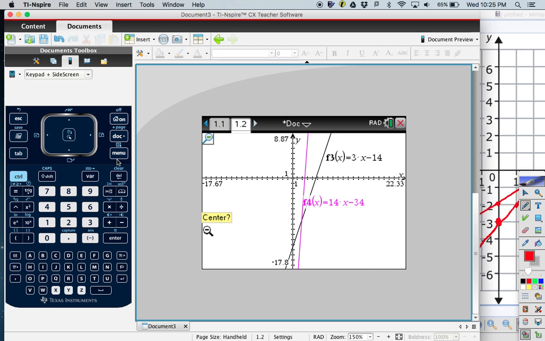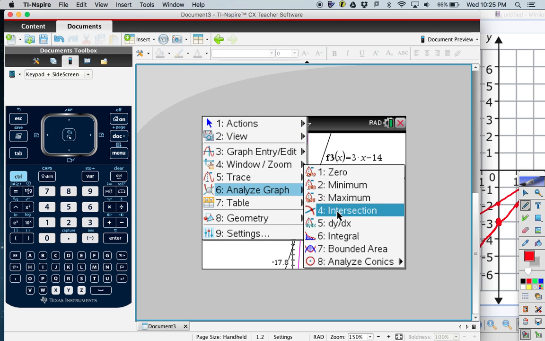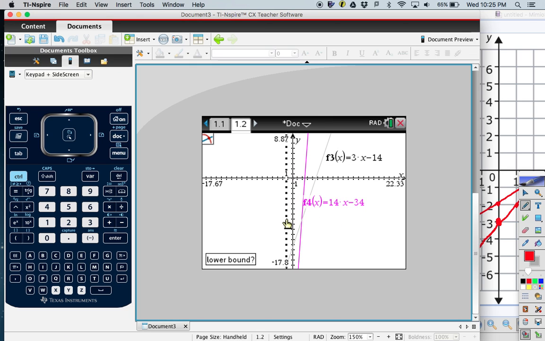I have no idea what that is, so let's go to Menu. We're going to go to Analyze Graph, and we're going to go to the intersection, and I need something to the left. That's way to the left, something to the right, so I'm going to click to the right, and it says that our intersection point is 1.82, negative 8.55. So there you have it. It's not a nice, neat point, but the calculator's done your work for you.